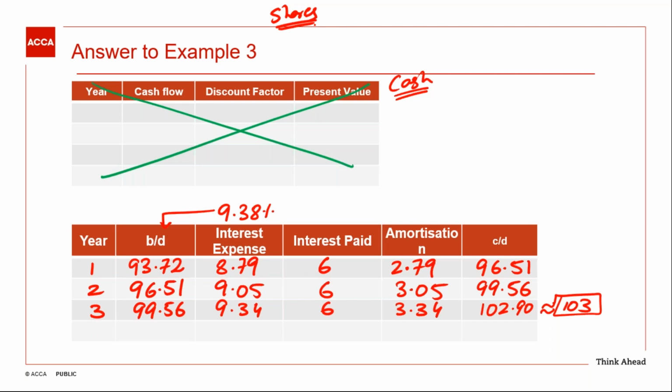Salman Wasim is saying break time. We are going to take the break after completing this example, Salman.